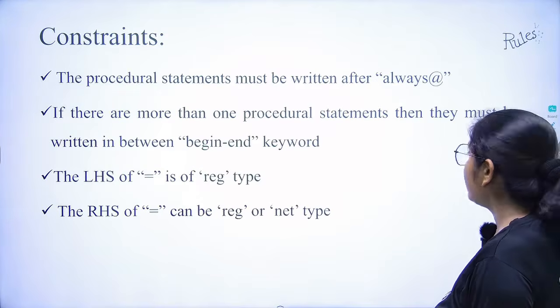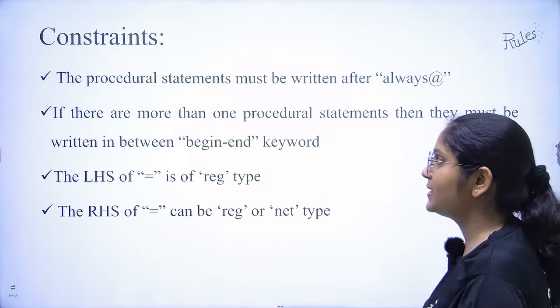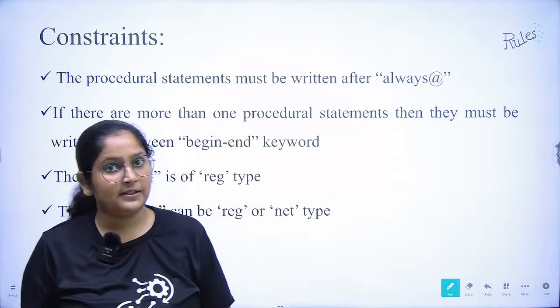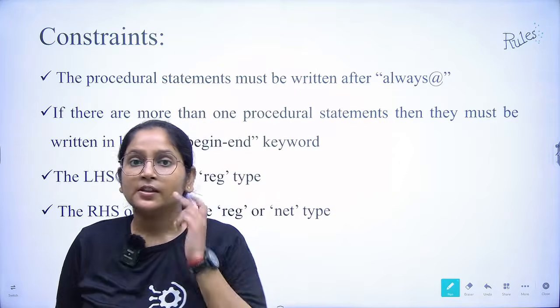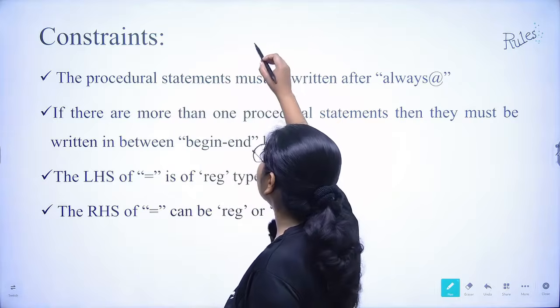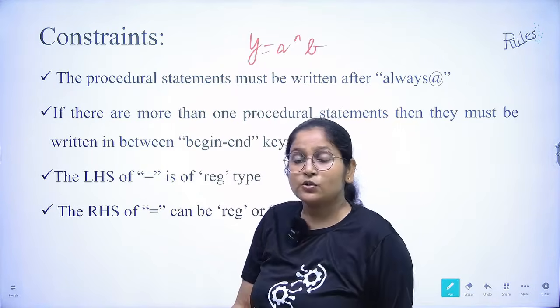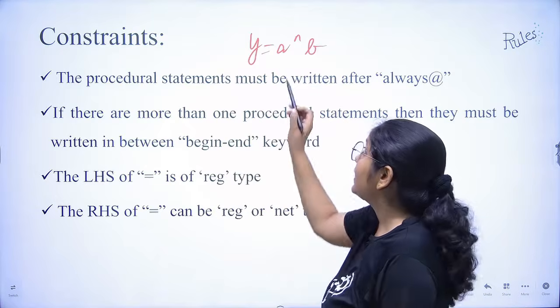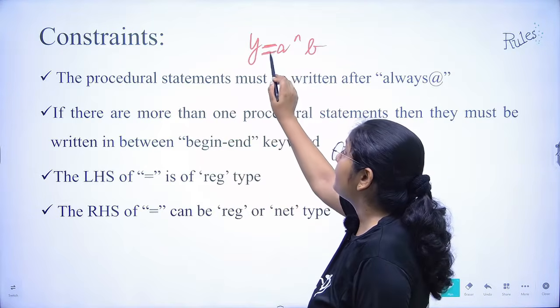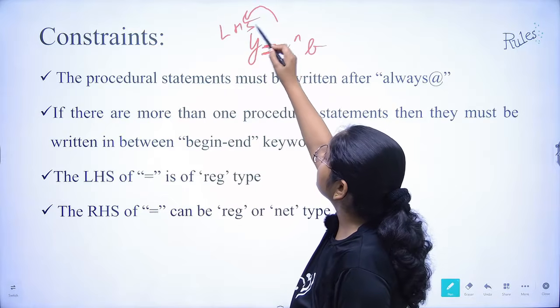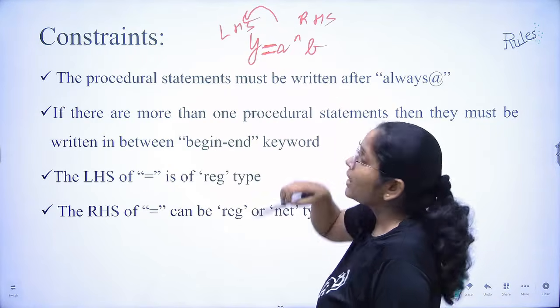Coming to the next part, what are the constraints? Meaning, what are the rules if you talk about the behavioral level of modeling? The first rule: suppose I have given you the example of A XOR B, right? You have to keep in mind that this is the LHS and this is the RHS.